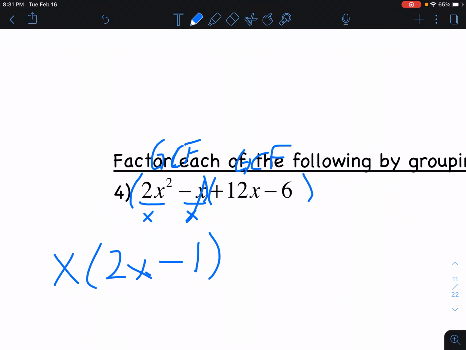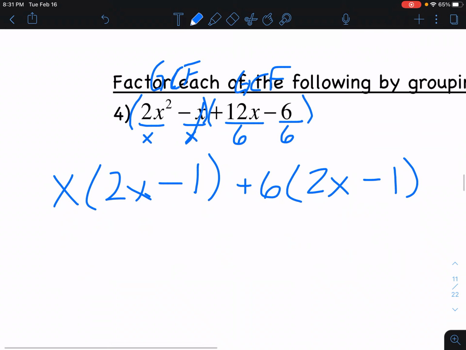What's the GCF of the second group? It's 6. So put a plus 6. Don't leave the blank there, put a plus. And then we're going to divide by 6. So 12x divided by 6 is 2x. And then minus 6 divided by 6 is 1.